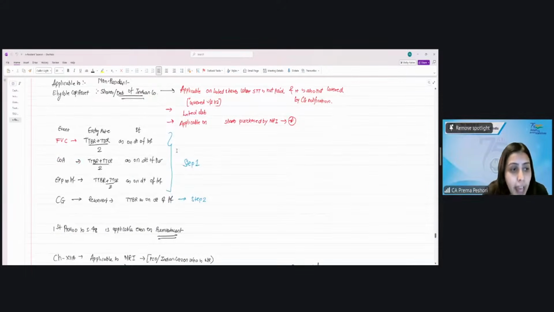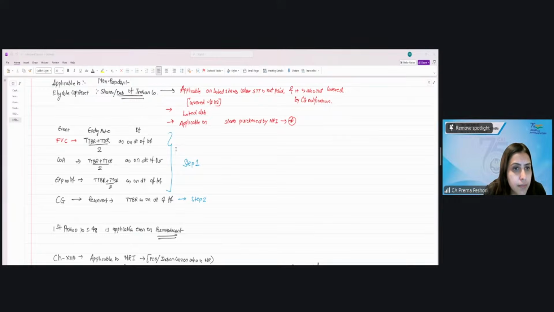And the first proviso to section 48 is also applicable on the reinvestment made from the shares which have been sold. So let's say if I have purchased the ICICI Bank shares and now I am selling that and putting that amount in, let's say, the shares of Reliance. So the first proviso to 48 is not only available on ICICI Bank, it will also be available in respect of the Reliance share also. So on every reinvestment made in the shares or debentures of an Indian company, it will be available.